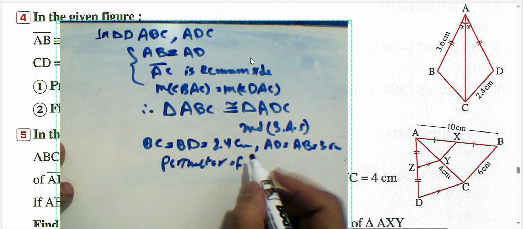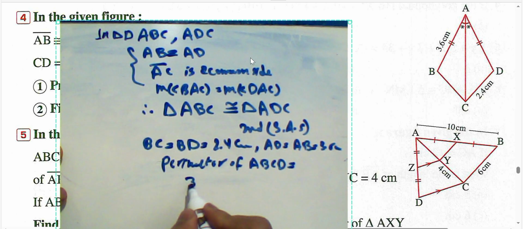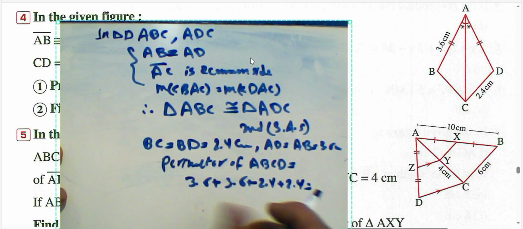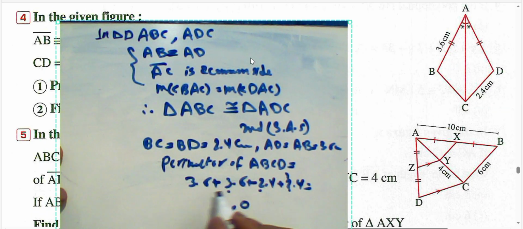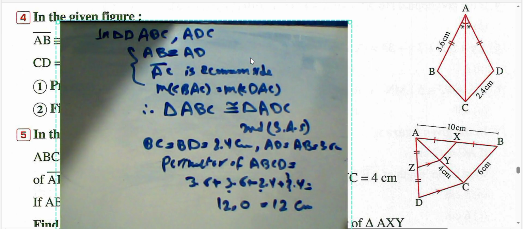of polygon ABCD is equivalent to 3.6 plus 3.6 and also we have 2.4 and 2.4. We can collect: 4 plus 4 is 8, 8 plus 6 is 14, 14 plus 6 equals 20, 0 and carry up 2. 2 plus 2 is 4, 4 plus 2 is 6, 6 plus 3 is 9, 9 plus 3 is 12. Then the perimeter equals 12 centimeter. Okay, it's the perimeter of the polygon.